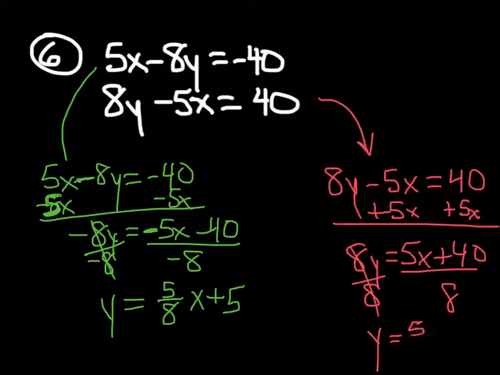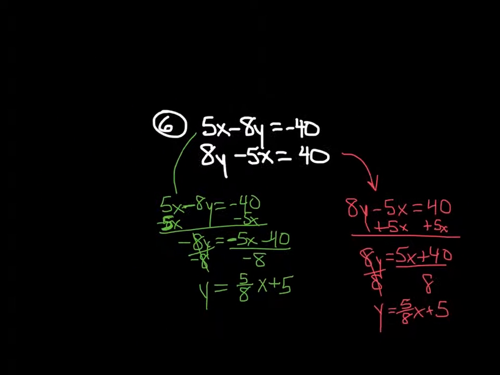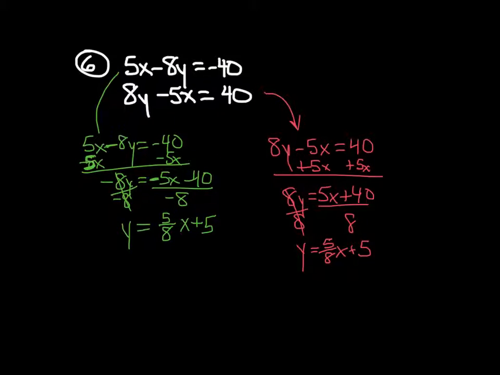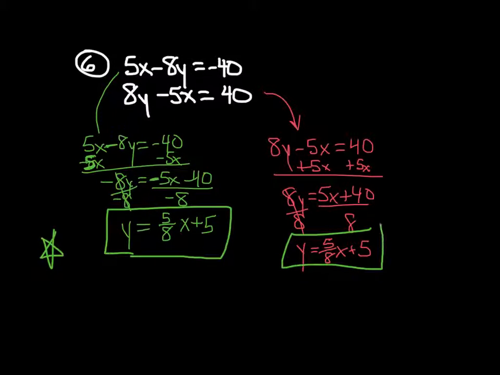Five over 8 x, and then plus 40 over 8. 40 over 8 ends up being 5. And then we'll put a little star next to this one because you might notice at this point we've got y equals 5/8 x plus 5, and we've got y equals 5/8 x plus 5. And what might strike you about that is this is the exact same line. It's going to graph exactly the same way.